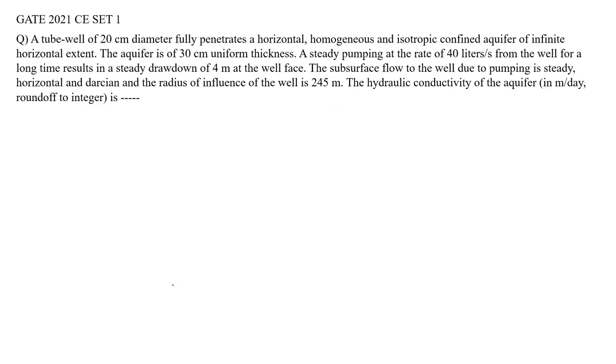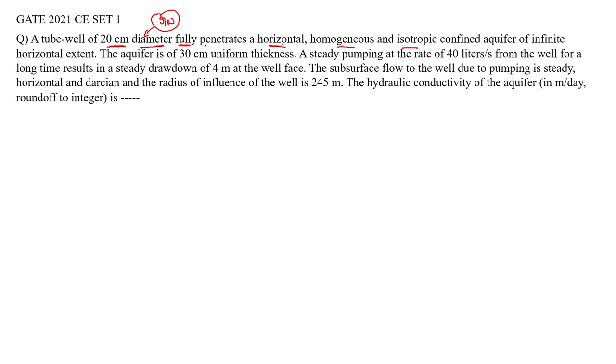Let's solve a really good question which came in GATE 2021 set 1. Read this question together with me. A tube well of 20 centimeter diameter. Here the diameter is given, so we need to convert it into the radius of the well. One assumption is that the pumping well as well as the observation well should be fully penetrated into the confined aquifer, and horizontal, homogeneous, isotropic.